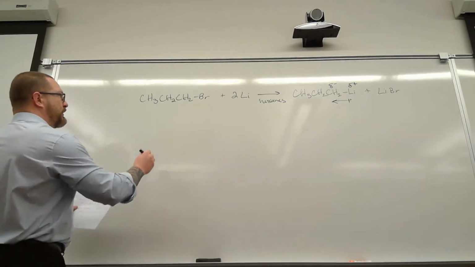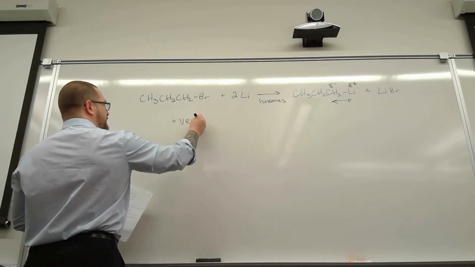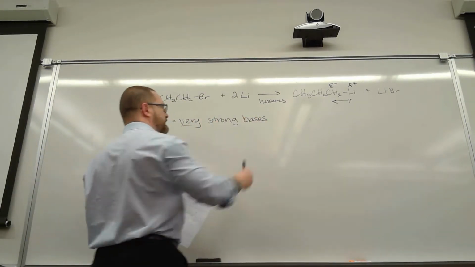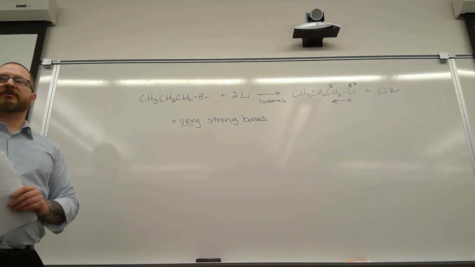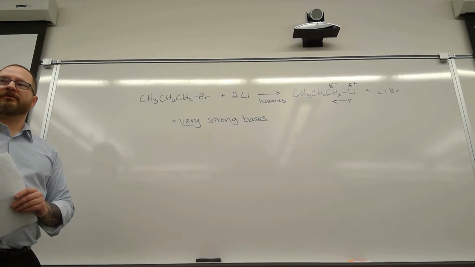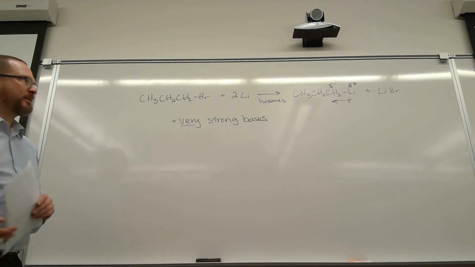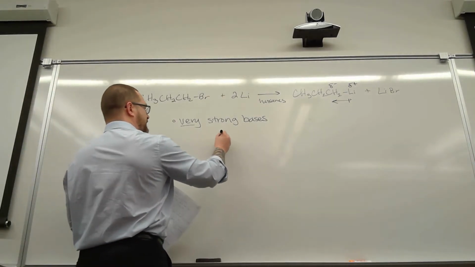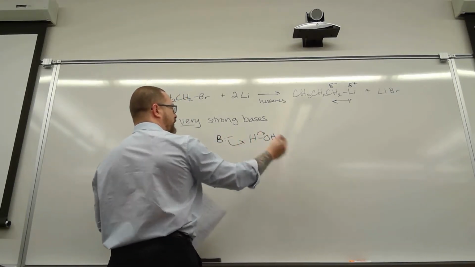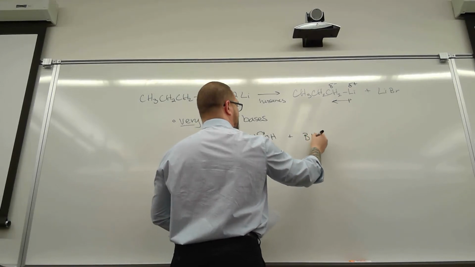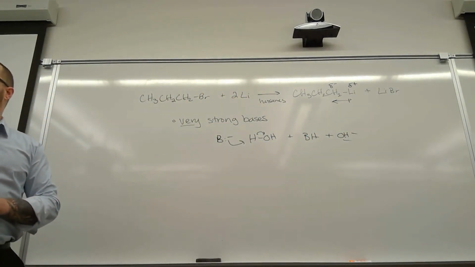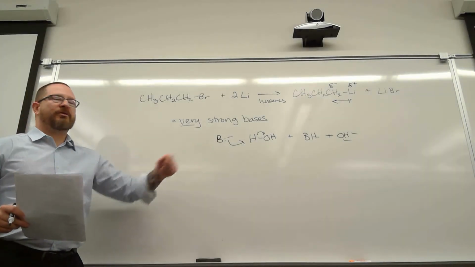So a couple quick important things to review. These are very strong bases. So how strong is a very strong base? Stronger than a hydroxide. Strong enough to pull water apart to grab the proton and form hydroxide as a product. If you have water, it will pull the water apart to make the conjugate acid plus hydroxide, because hydroxide is a more stable, less reactive base than this is.